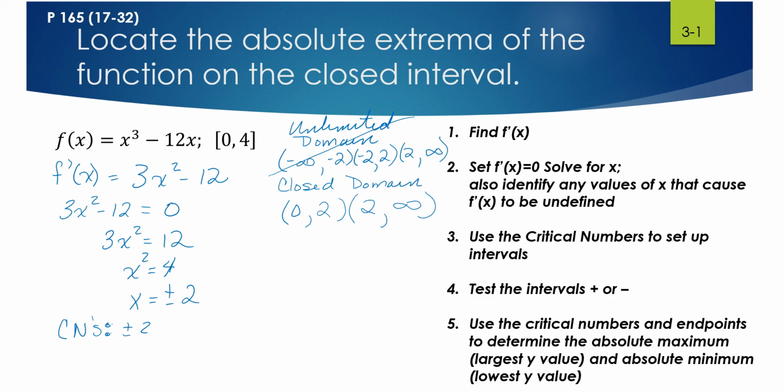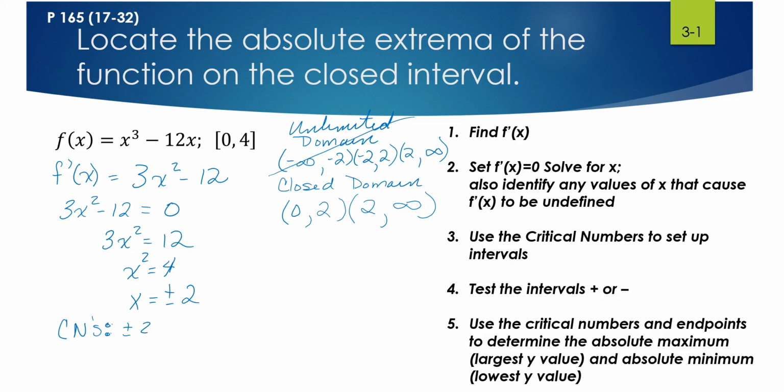Now on step 4, it tells us to test our intervals. And we're not interested in the value of the function because it would be different for every value within the interval. But what we're interested in is the sign. What's the slope over those intervals? Because we want to know, is this function increasing in y values or decreasing in y values?